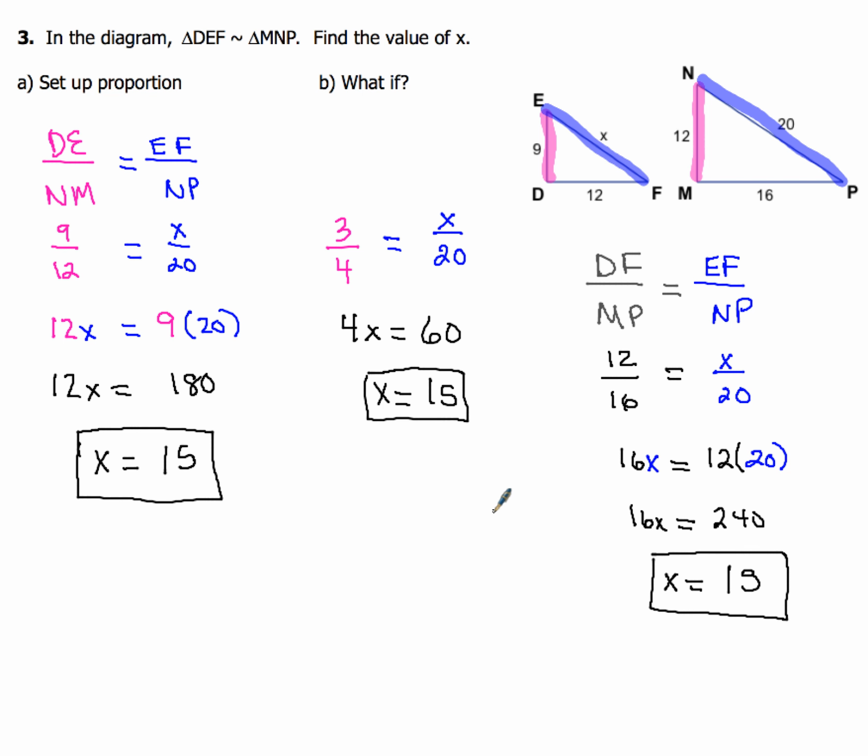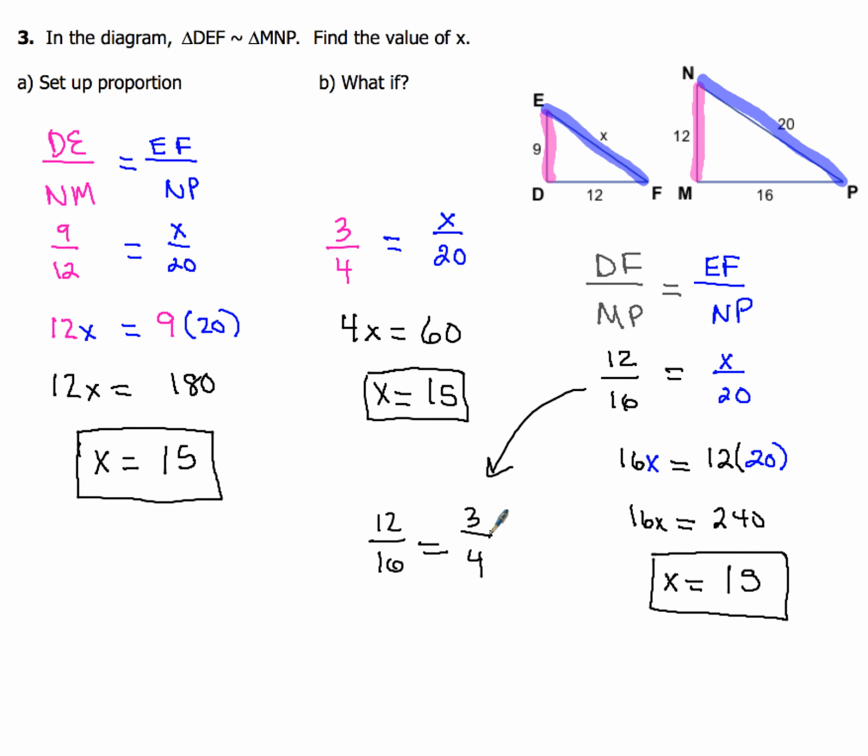Now, what if instead of 12 over 16, we reduce that? So 12 over 16, let's just play with that for a second. If we reduce that, 4 goes into each one of those. So 4 goes into 12 3 times, and 4 goes into 16 4 times. Well, that's the same thing as what I had up above. So if I reduce 12 over 16 to 3/4, I would still end up with x equals 15. And why is that the case? Because 3/4 is going to be the scale factor of triangle DEF to triangle MNP.